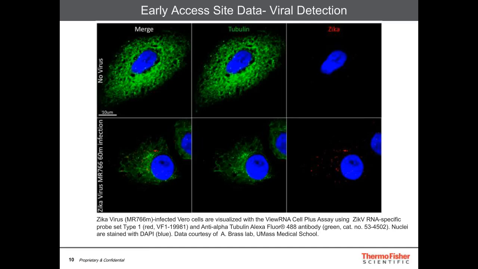In the bottom row of images, these are Vero cells that have been infected with Zika virus. I draw your attention to the right-hand image on the bottom, where we see red punctate dots, and this is actually the Zika virus. And the merged image is shown on the bottom left, showing tubulin expression, which really shows the structure of the cells and the cytoplasm, along with the detection of the Zika virus in red. And this data is courtesy of the Brass lab, Abraham Brass at UMass Medical School.